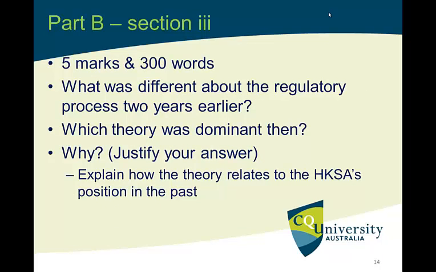The last section of part B is worth 5 marks. It's about 300 words. So here we're thinking about what was the difference about the regulatory process 2 years earlier. So we're looking at the case study. How have things changed from 2 years earlier in the case study, and what accounting regulation theory were they thinking about in previous years? Which theory was dominant then? So you need to choose, was it public interest theory or the other theory that was more dominant at the time? And you must justify why you believe that. So explain how the theory relates to the Hong Kong accounting society's position in the past.